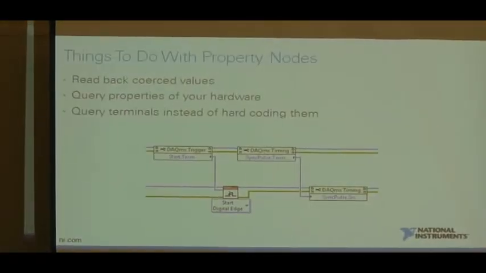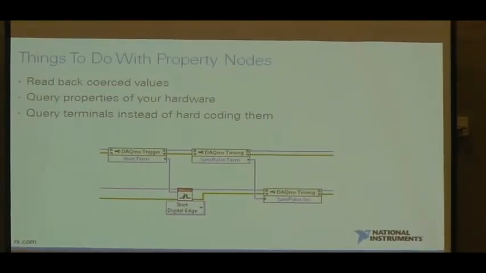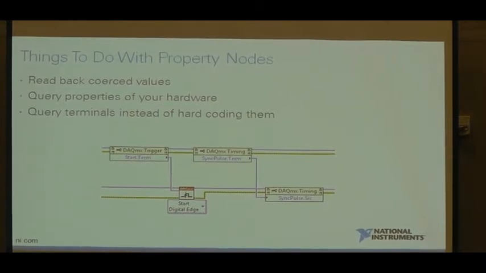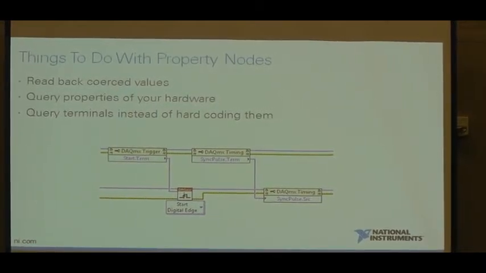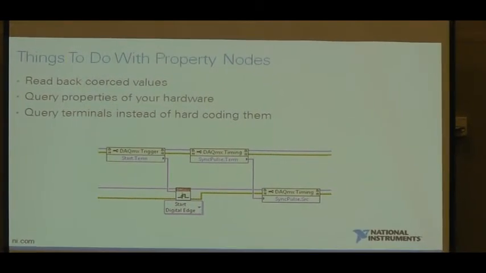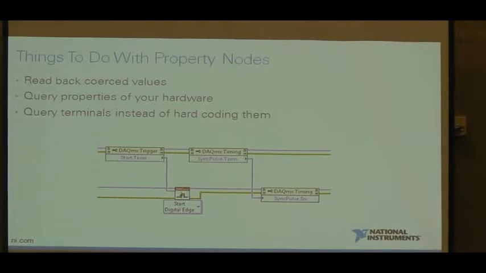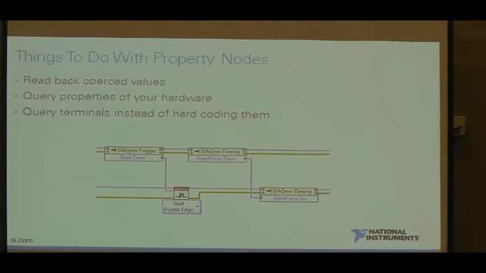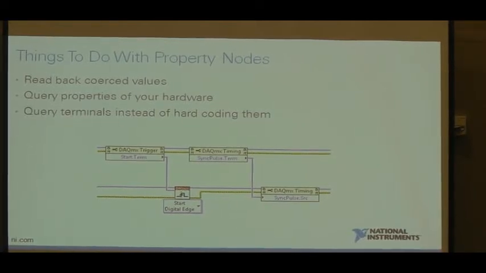So the next topic is querying properties of our hardware. In addition to reading back the coerced value that we got, we can use a property node before we've even configured something to see what values our hardware is capable of. We can also query terminals instead of hard coding them. You can see here I'm trying to synchronize two tasks. These could be two tasks in a cDAQ chassis. These could be two PCI cards connected to a RTSI, or these could be two PXI modules in the same chassis.